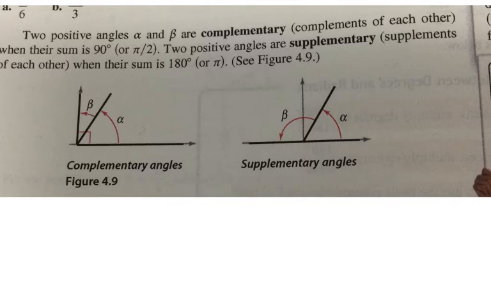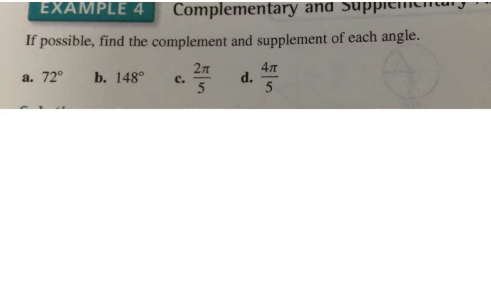So when you look here in the first example, beta and alpha, those would be complementary angles because together they form a 90-degree angle. And then in this one, beta and alpha, they form a straight line together. So that means together they are 180 degrees, or they are supplementary angles. So right here it gives me 4 angles. It wants me to find both the complement and the supplement for each one of them.